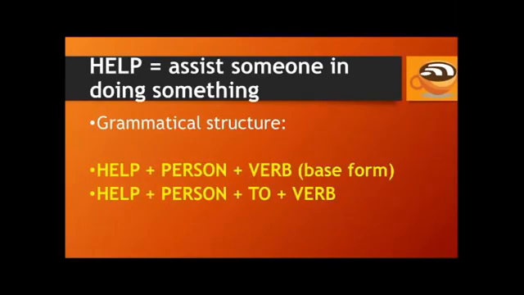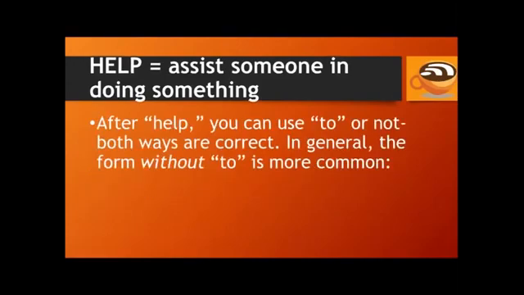Finally, we have the word help, meaning to assist someone in doing something. With help, we can have two possible grammatical structures: help plus the person plus the base form of the verb, or help plus the person plus to plus the verb. After help, you can use to or not. Both ways are correct. In general, the form without to is more common.